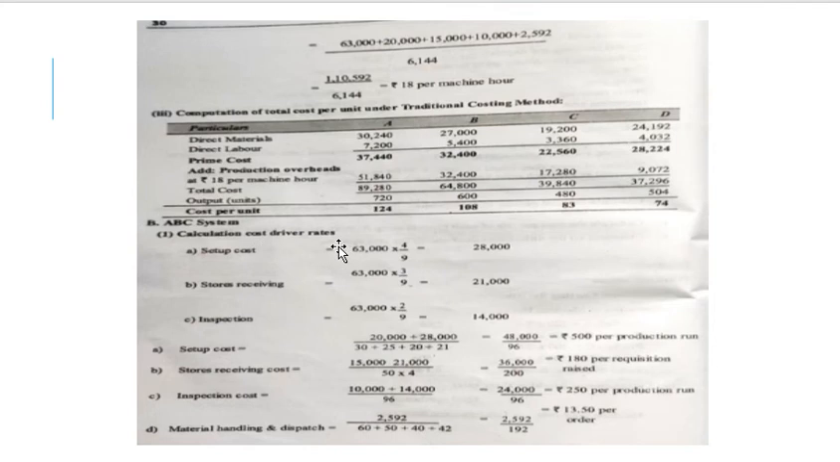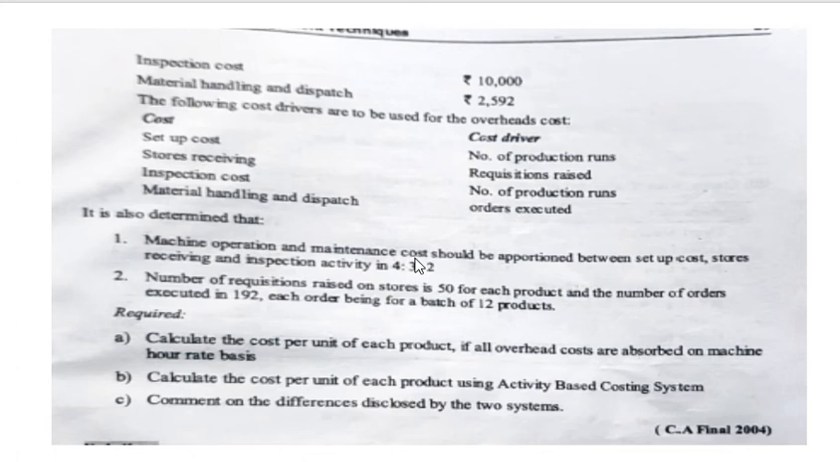So calculation of cost drivers is your first step under the ABC system. Under that, setup cost. From machine operation activity, which is 63,000, as per the ratio 4 is to 3 is to 2 is to 1, it is 4 plus 3 plus 2 plus 1. I'm sorry, the ratios are 4 is to 3 is to 2. As it is 4 is to 3 is to 2, they have clearly mentioned it is only for setup cost, stores receiving and inspection activity.